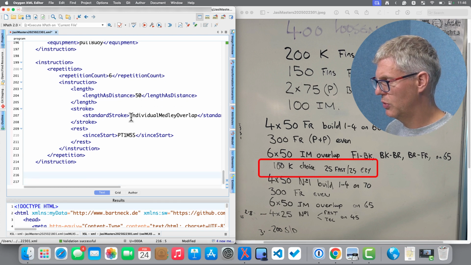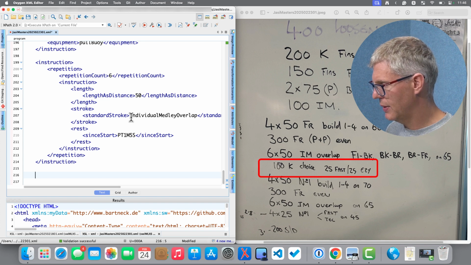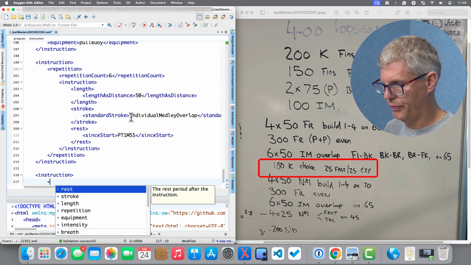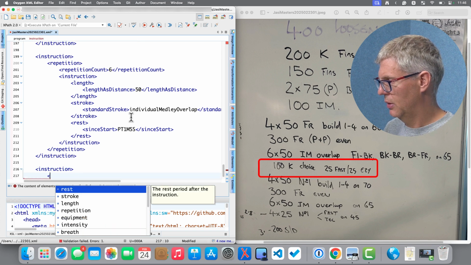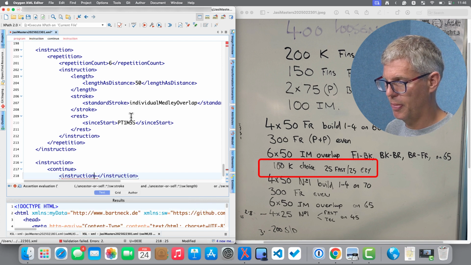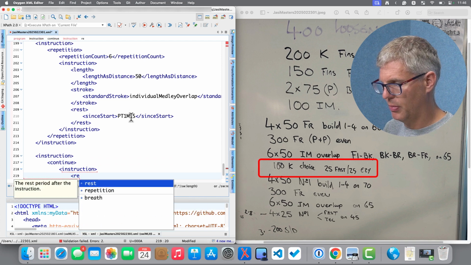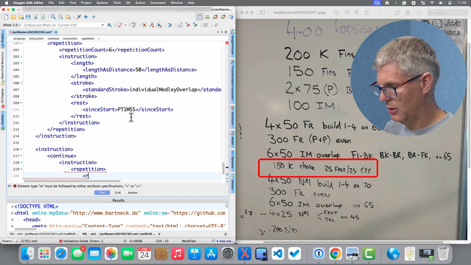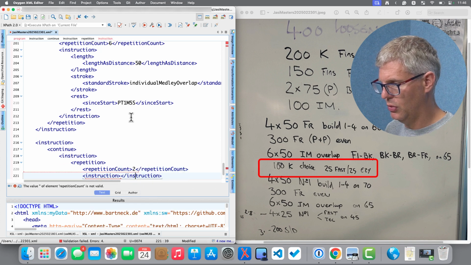Now we move over to kick choice, which is 25 fast, 25 easy. So let's continue and we do it twice. All right, so instruction, I continue. And then we put a repetition in there. And the repetition count is 2.